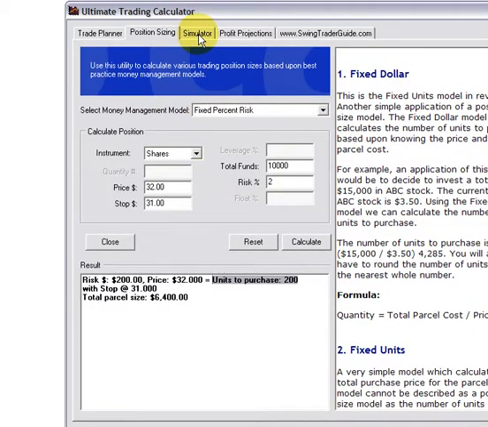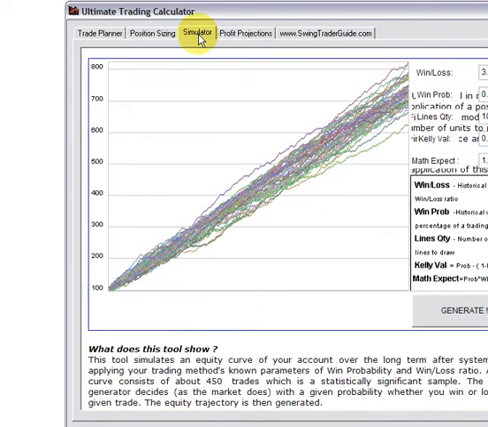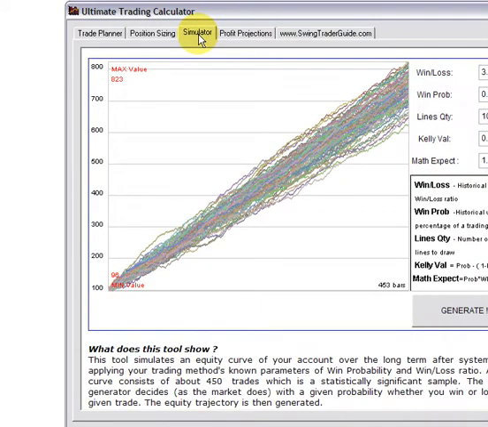The next tab is the simulator tab. By far, my most favorite feature of this trading calculator. The simulator tab, the way it works is you enter in statistics for your trading system or trading method or just historical trading on your own account, and then it will simulate what that looks like if it was traded by multiple accounts over a fairly lengthy period of time.